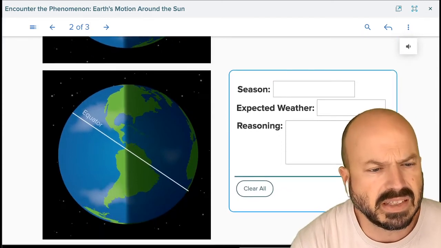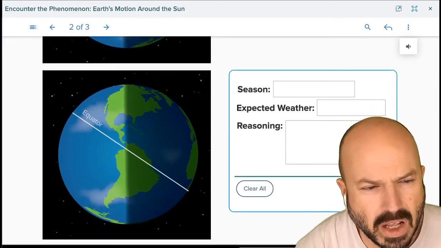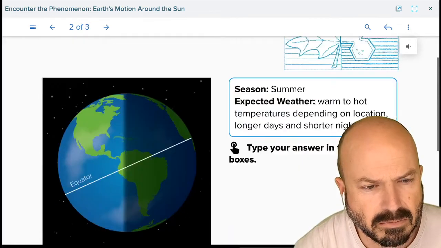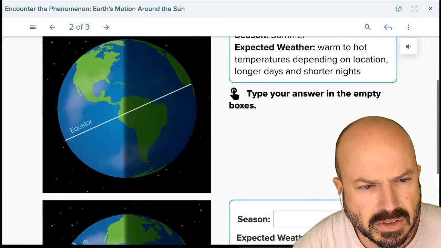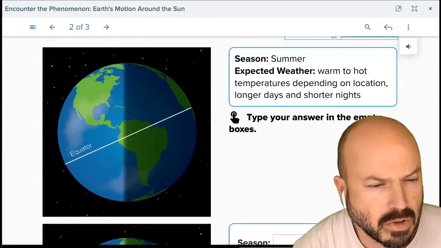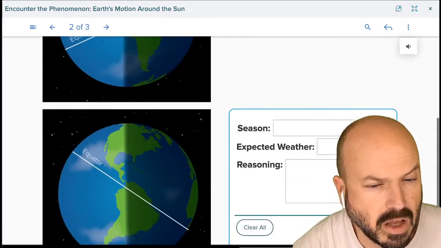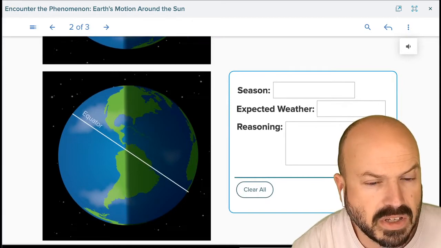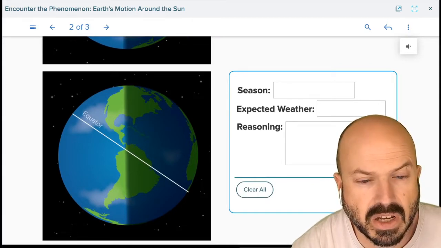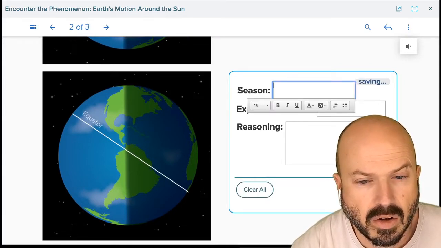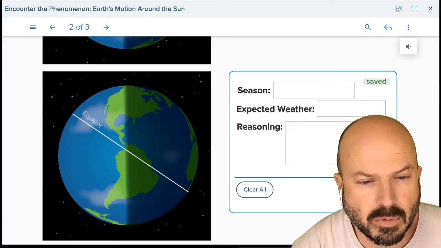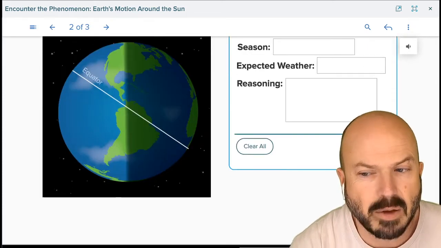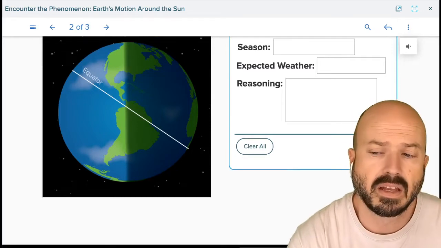What do you think the season's gonna look like when the Earth is tilted? Notice the difference? In the summer, the Earth is tilted one way. In the other season, it's tilted differently. What season do you think is going to be occurring? What do you think is going to be expected weather, and what's your reasoning? Hit pause, answer this, and then let's continue.